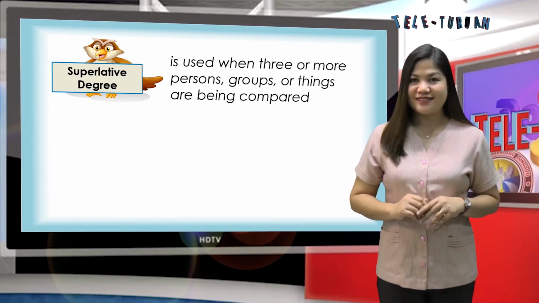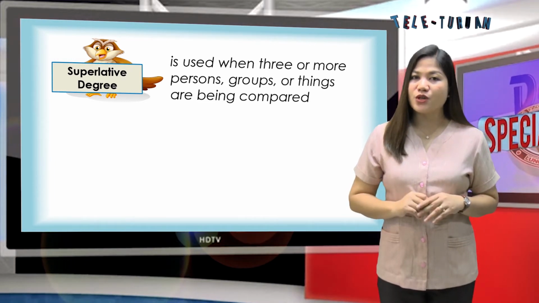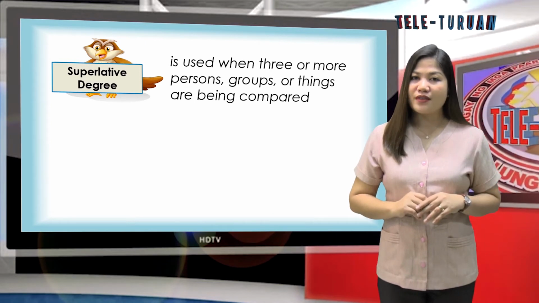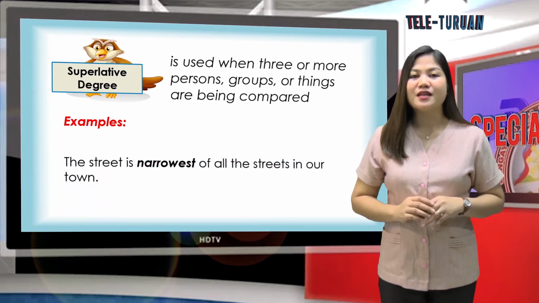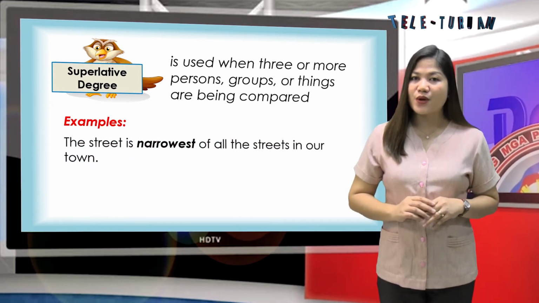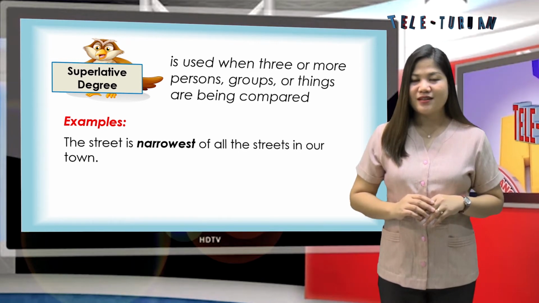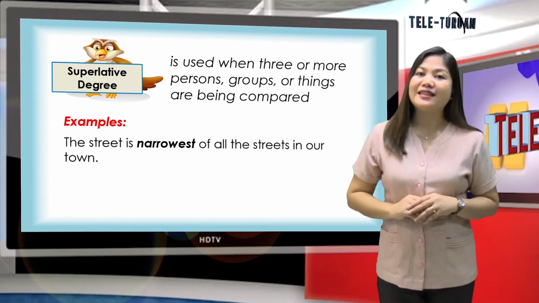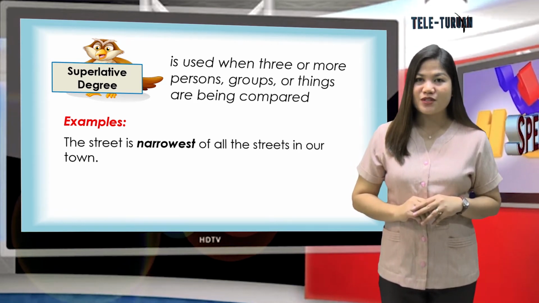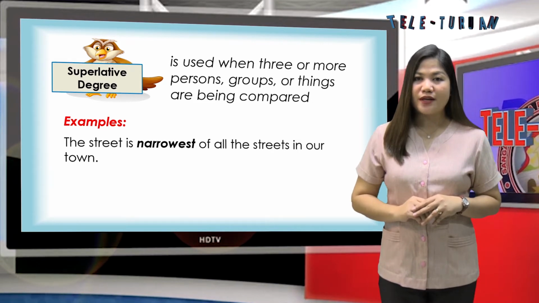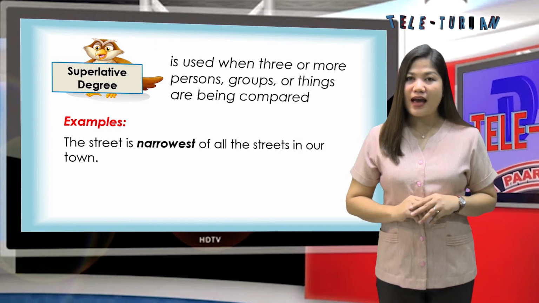Superlative degree is used when 3 or more persons, groups, or things are being compared. Example: the street is narrowest of all the streets in our town. Remember, we add est to the adjective to show comparison. The word the is placed before the superlative adjective.